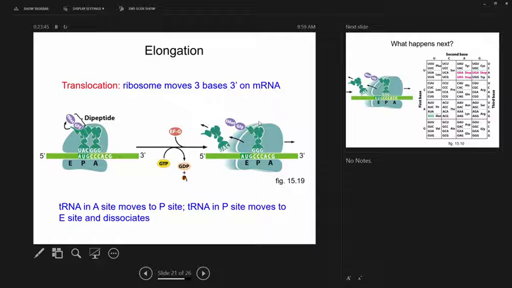So then whatever the next transfer RNA would come in here, the chain gets passed, translocation happens, the old transfer RNA that no longer has anything is removed, and the new transfer RNA that brought in an amino acid now will have the whole chain on it and be in the P site. Make sense? So it's just a process that goes over and over and over again.